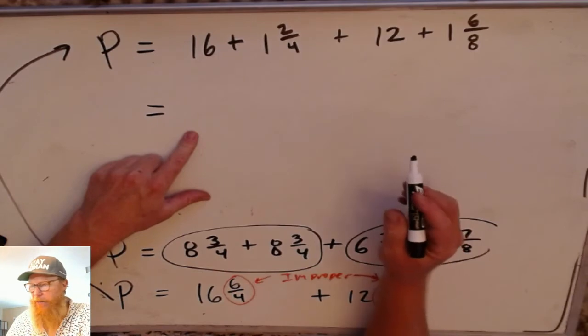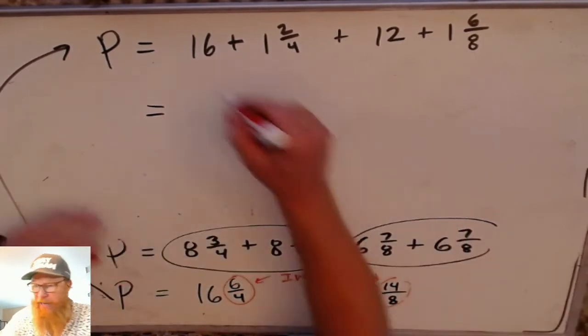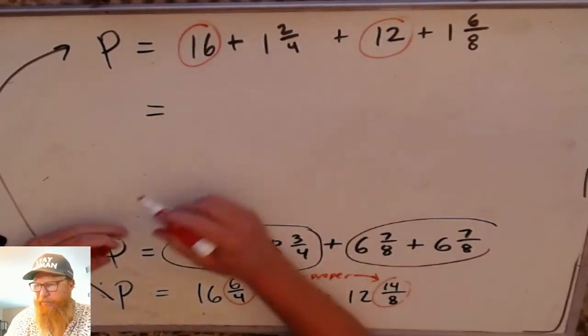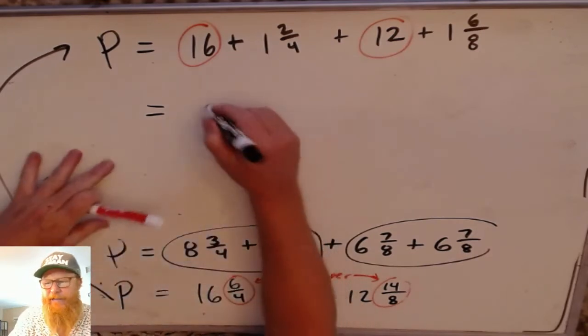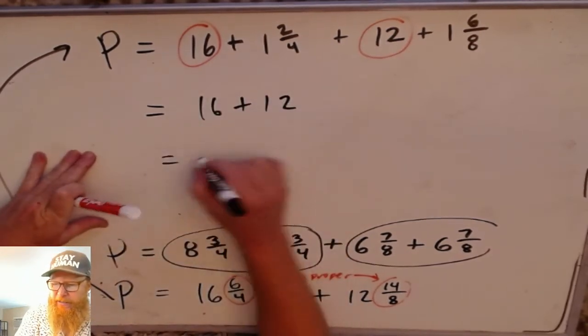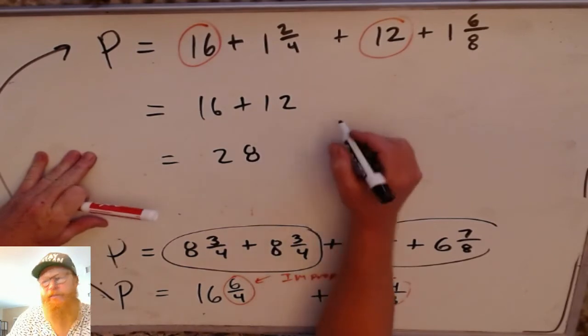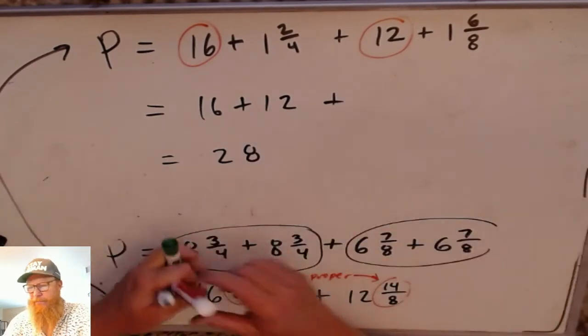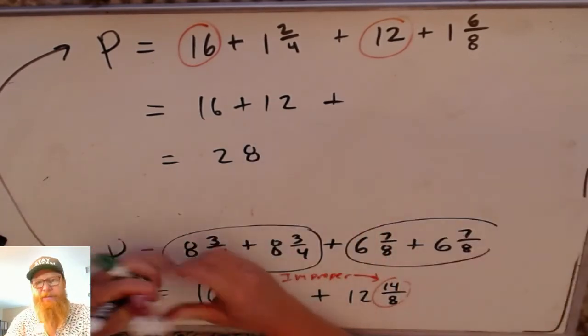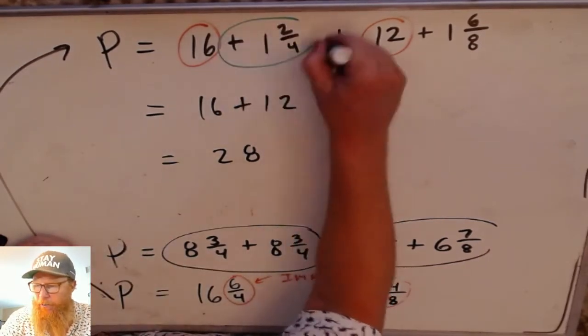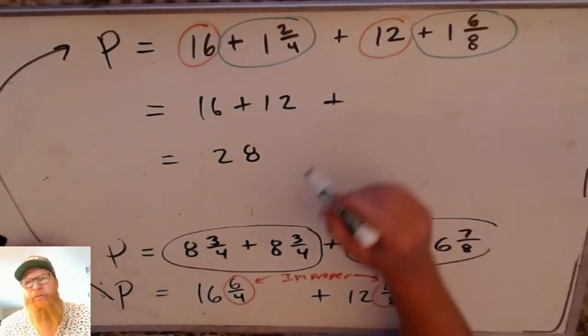So what do we got now? Let's go ahead and group again. We've got 16 and 12. So that's going to be 28. I'm trying to get a good color here. So now we got 1 1/2 and 1 3/4.